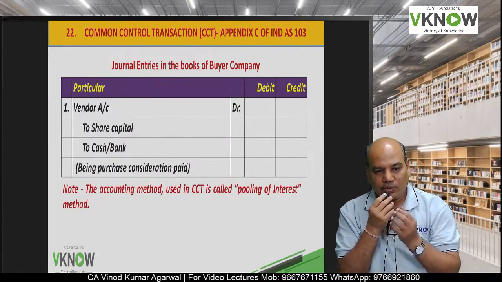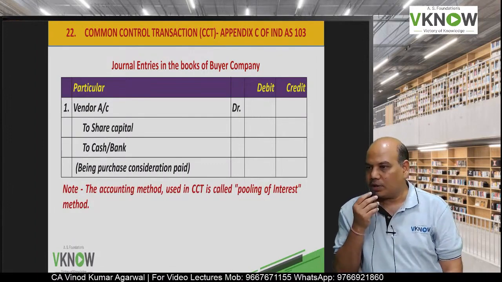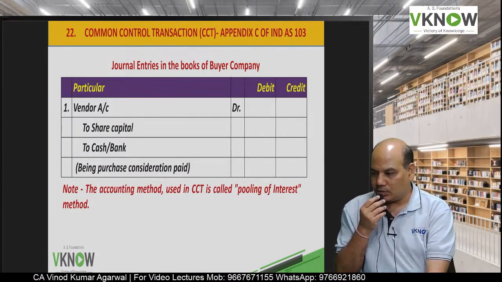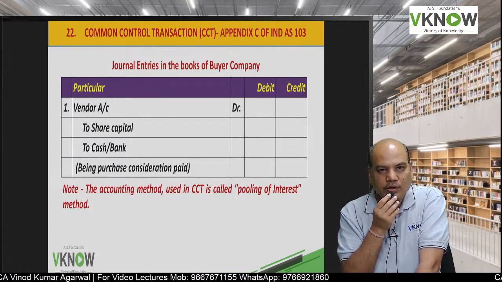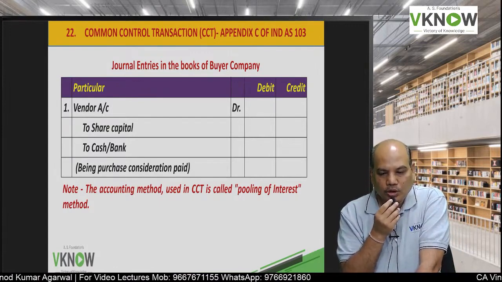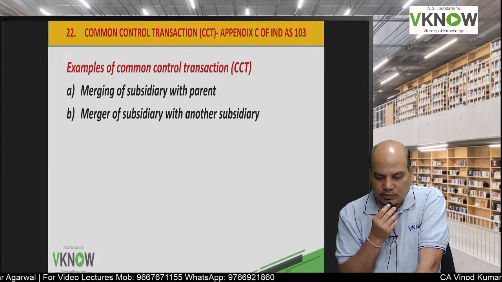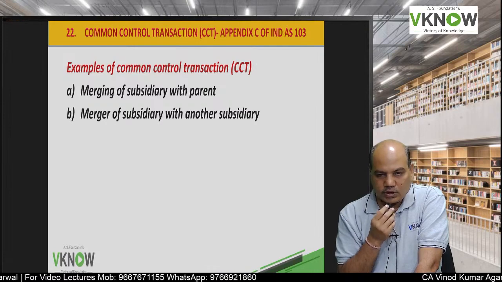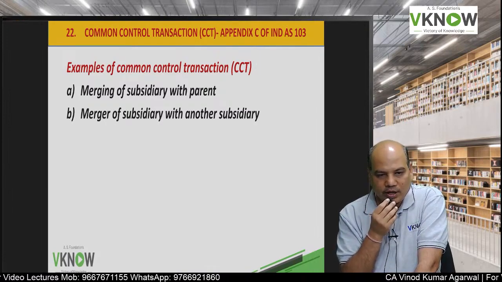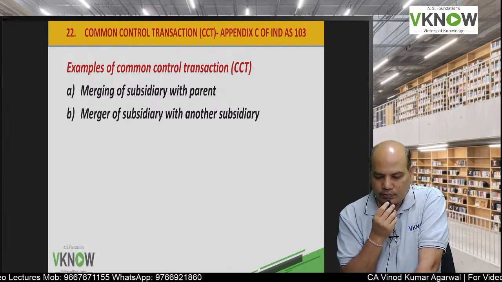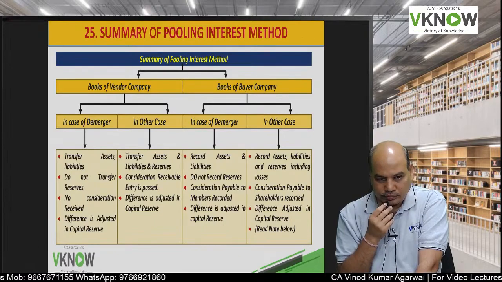And then you will make payment to the vendor. The entry will be vendor account debit to share capital account to cash or bank account. This method of accounting in common control transaction is called the pooling of interest method. An example of common control transaction is merging of a subsidiary with the parent. And the second example, which I had given you, is merging of one subsidiary with another subsidiary.